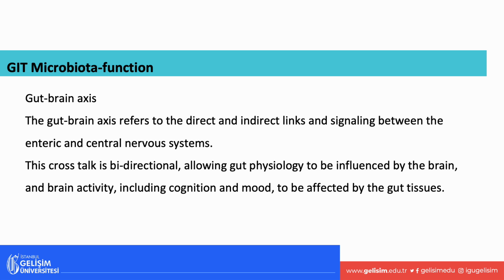So the axis plays a crucial role in various physiological processes such as digestion, metabolism, as well as immune function. In addition to that, it'll affect your mood, cognition, as well as behavior. So dysfunction of the gut-brain axis has been found to be linked to various disorders, including IBS, irritable bowel syndrome, anxiety, and even depression.